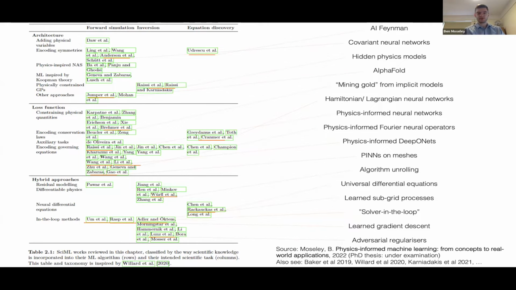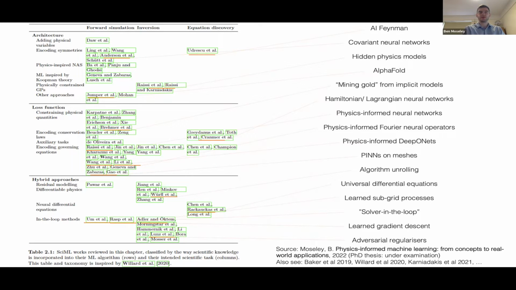And also to note that there's a lot of other review papers on SciML that try to do similar things. So I drew a lot of inspiration from Willard, for example, who wrote a review paper in a similar way. And on the right-hand side, I've just pulled out the names of some of the techniques the authors propose, and you've probably heard of quite a few of these before. So, for example, physics-informed neural networks are a way of putting physics into the loss function of the network.